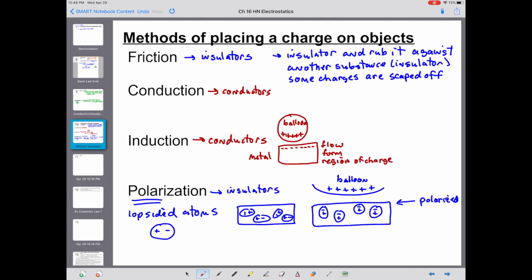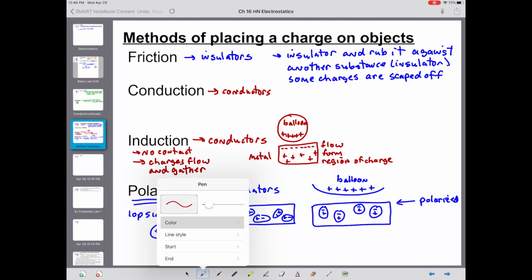Your two substances do not touch, but you cause electrons to flow from where they were and build up on that side. That means elsewhere in the object, you still have the remaining atoms, which now don't have as many electrons as they should. So then you have a positive region somewhere else. So induction is no contact between your two objects, and you have charges that flow and gather in one location. In this case, it's the location adjacent to the balloon.